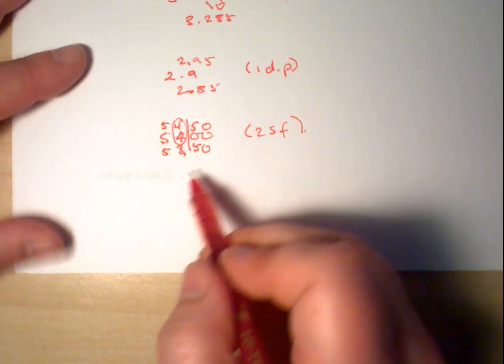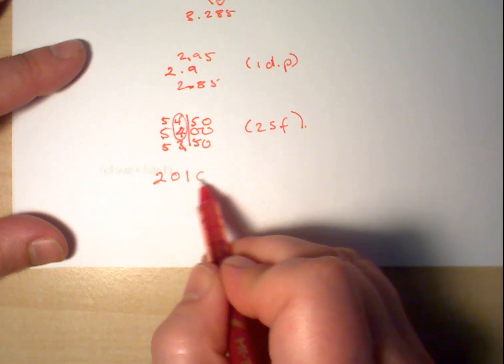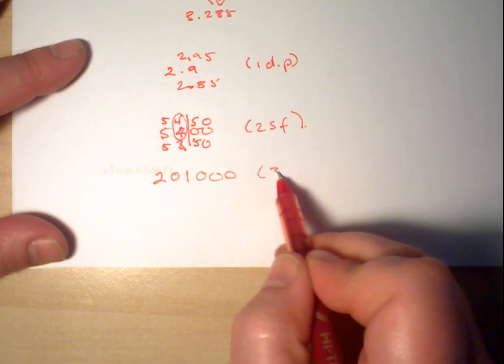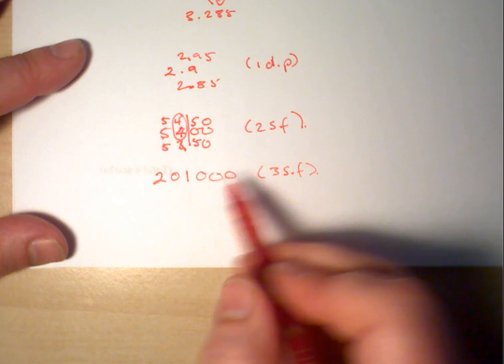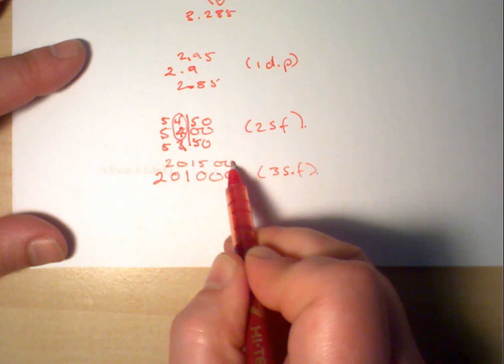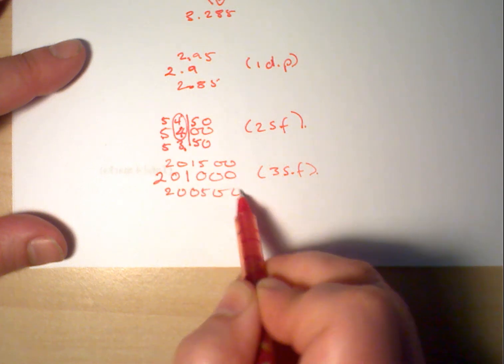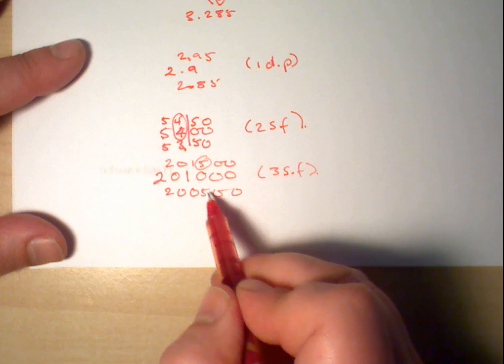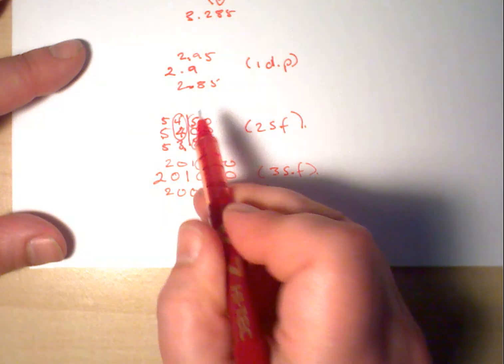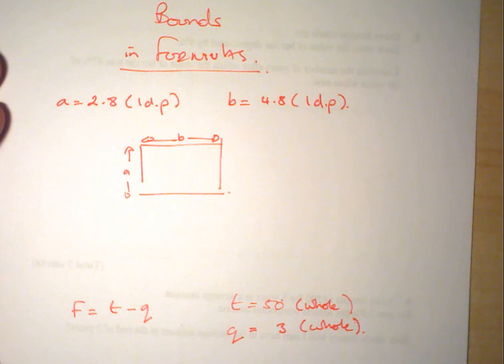Let's do 2,000,000. This is 3 significant figures. So I'm going to write this one as 2,001,500 and, well, one lower, 2,000,500. Notice the 5s. Okay, I'm going to pause that for a moment.